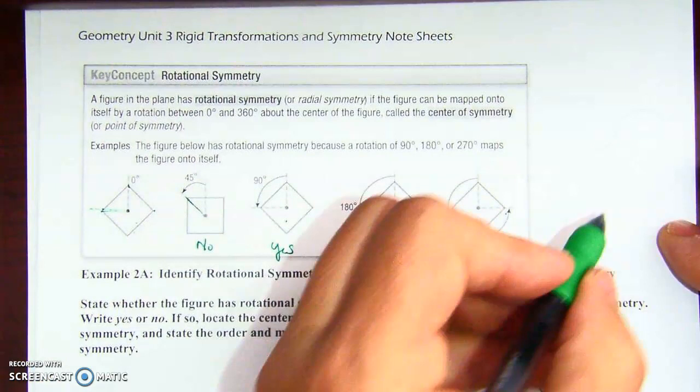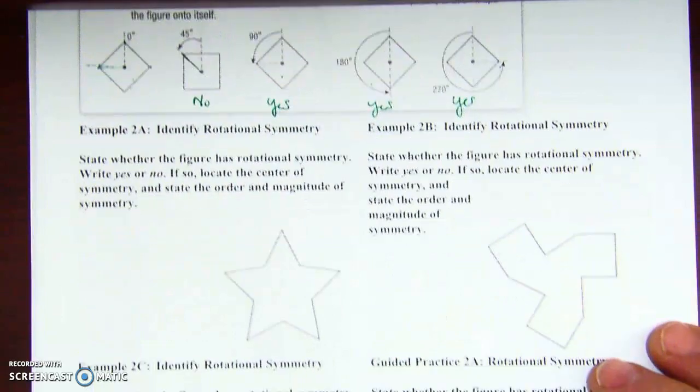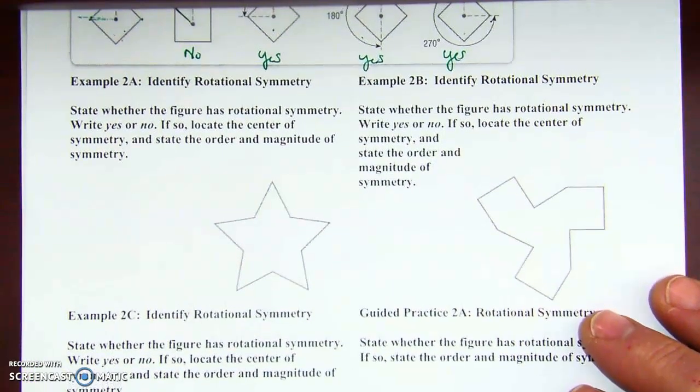And then of course, if you get back to 360 degrees, which is a full circle, every shape looks exactly the same. All right, hope that gives you a general idea of what works here. All right, let's check this out. We're going down here and we're going to look at this star.